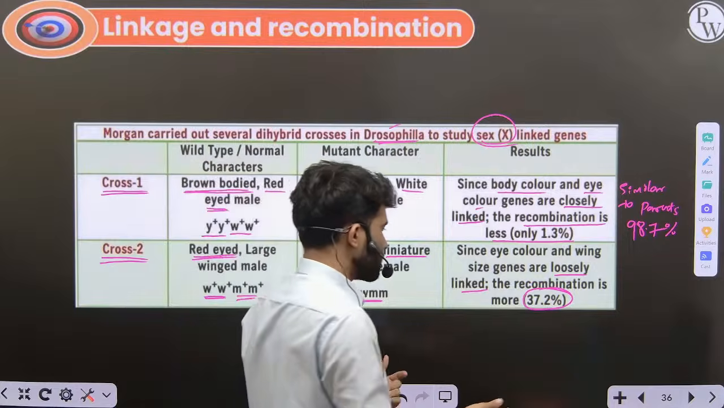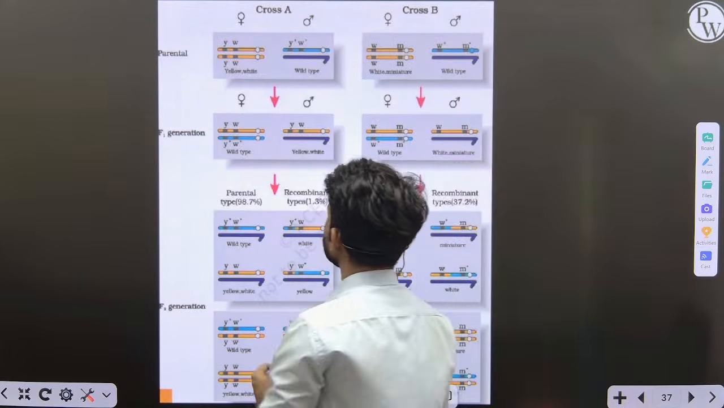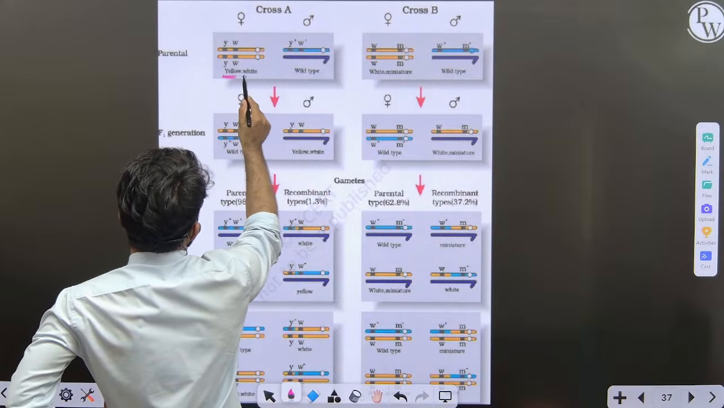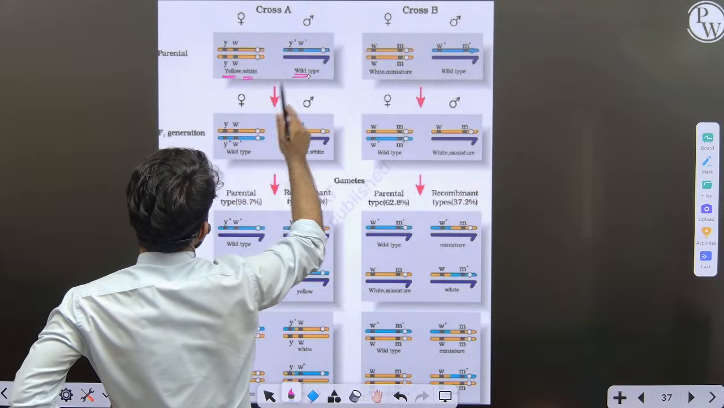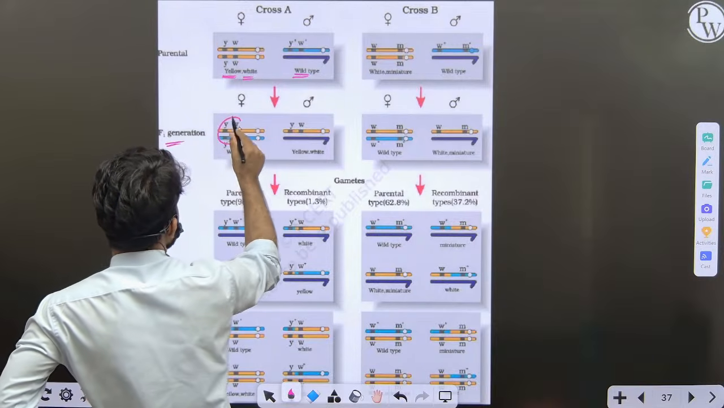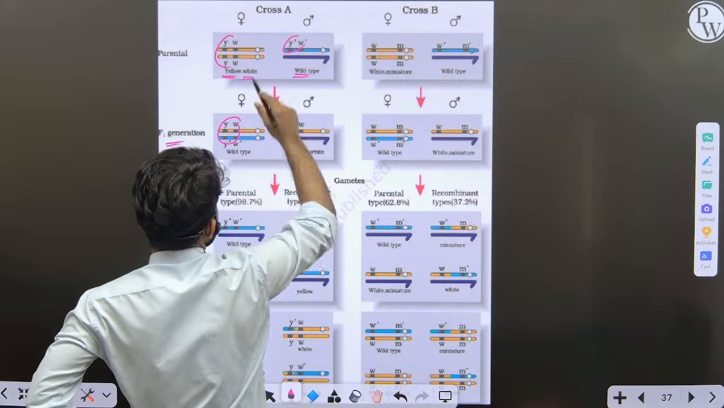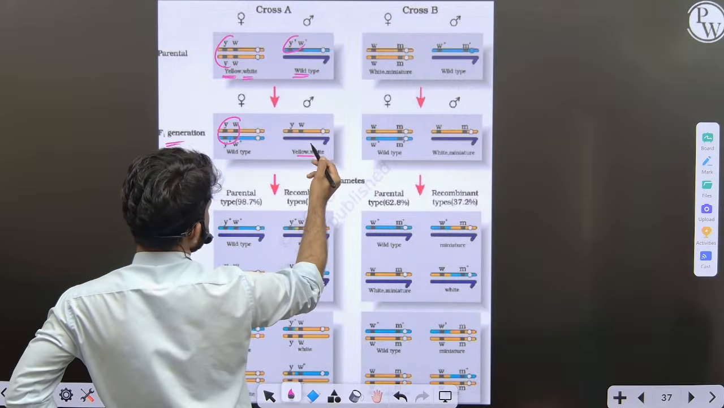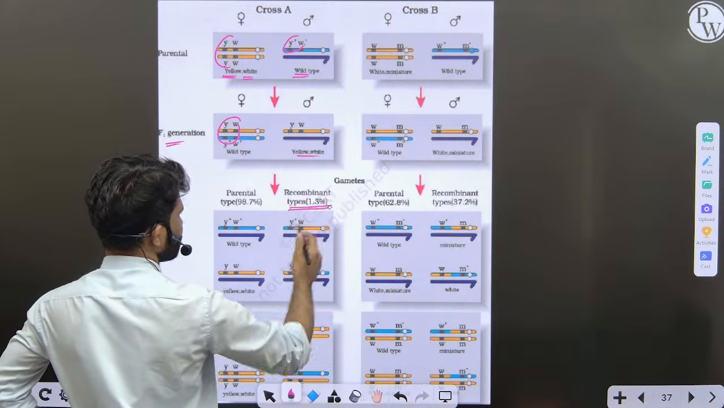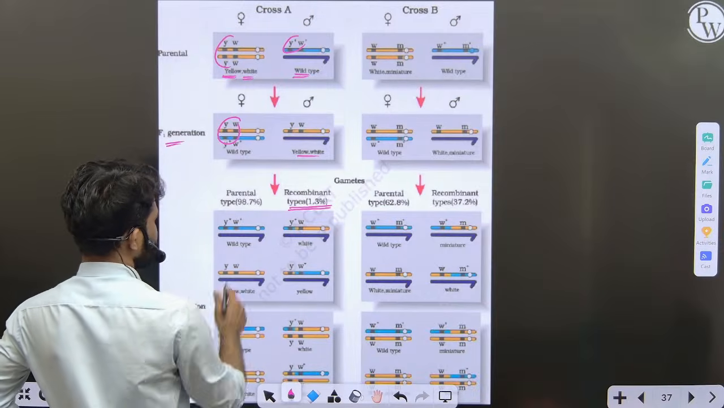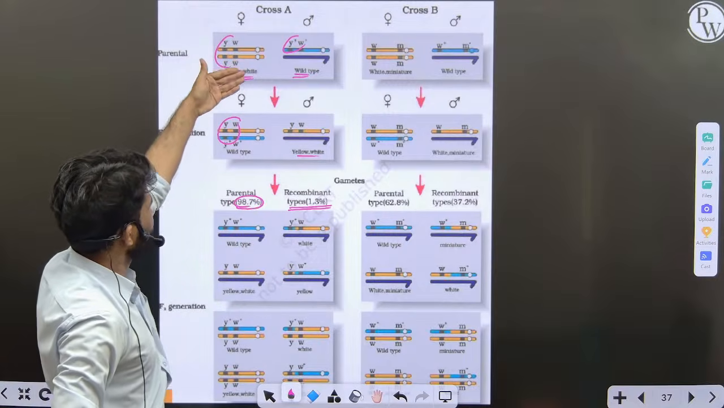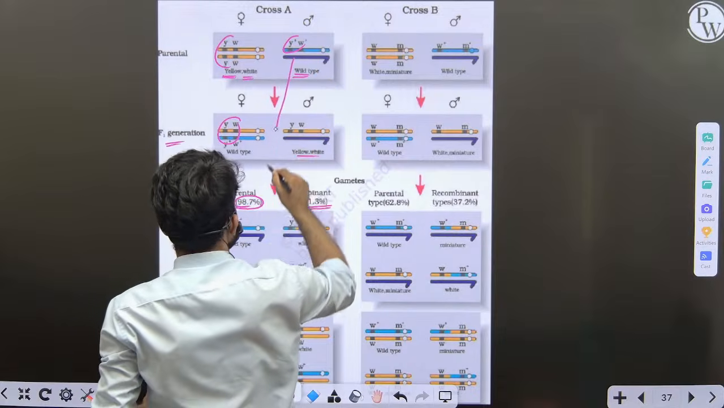So the diagrammatic representation is already given in the NCERT text. Here you can see that. In cross one, yellow bodied, white eyed, this is the wild type. In the F1 generation, they got similar, there is no recombination here. So what is the frequency of recombination? 1.3%. So 98% is almost similar to the parental type. You can see here, this one and this one.